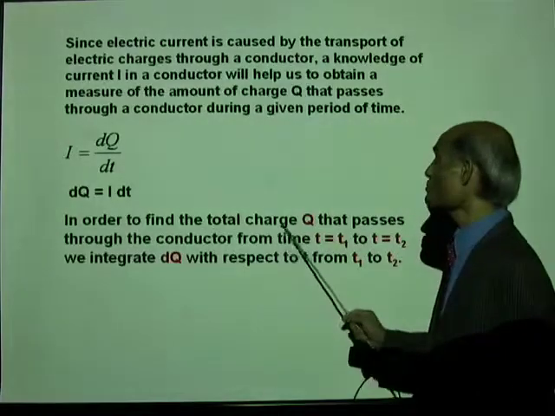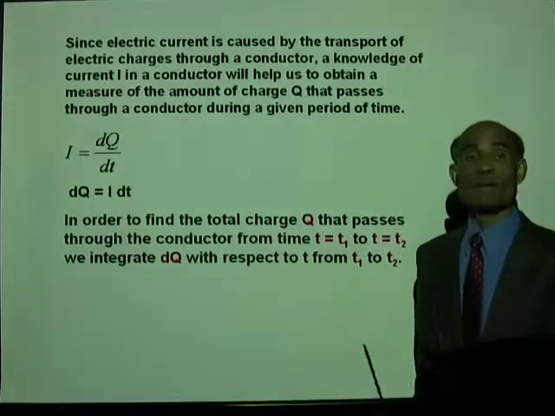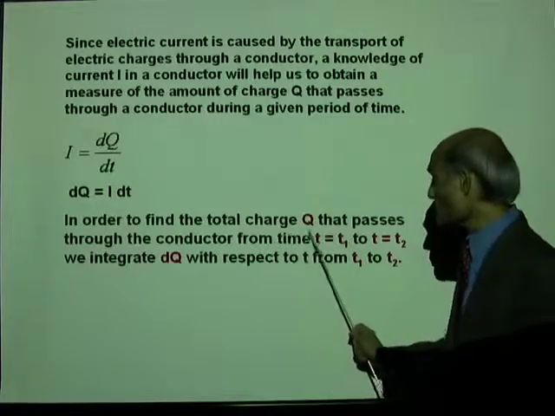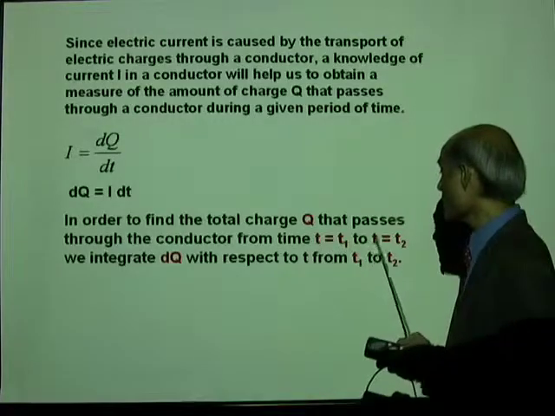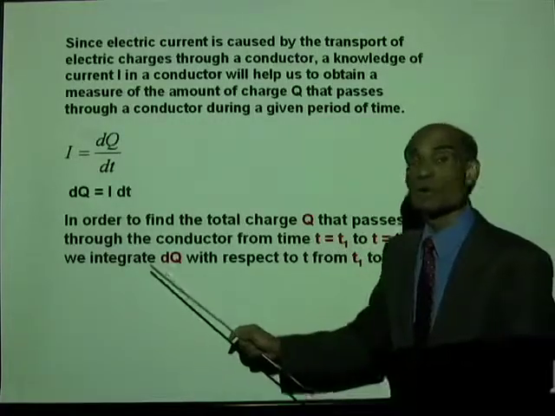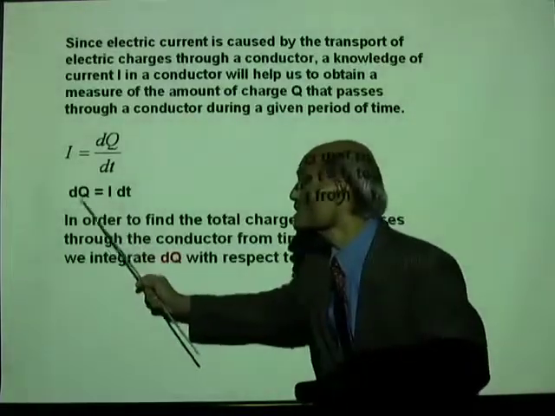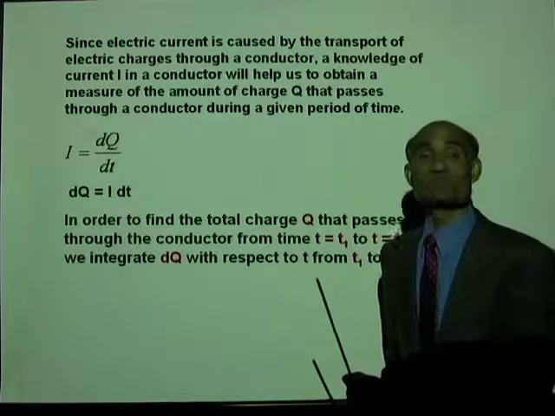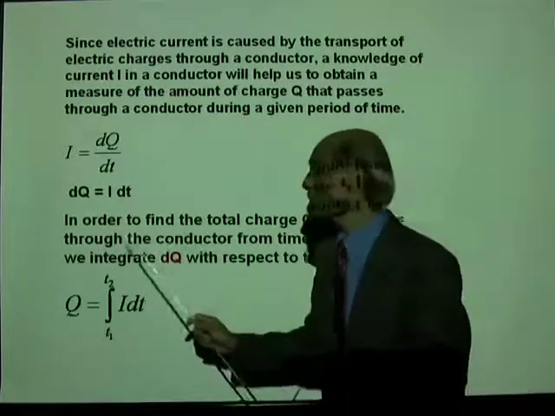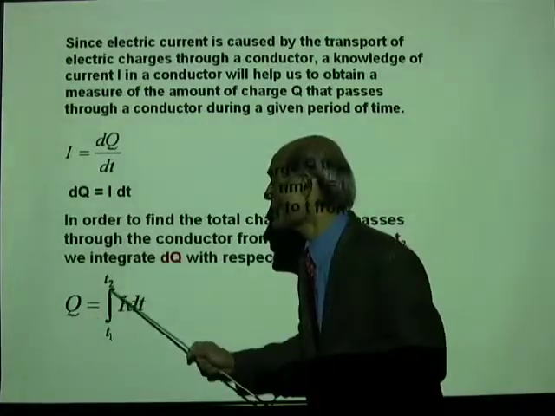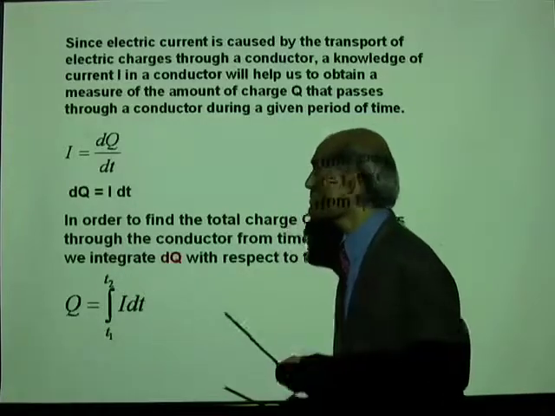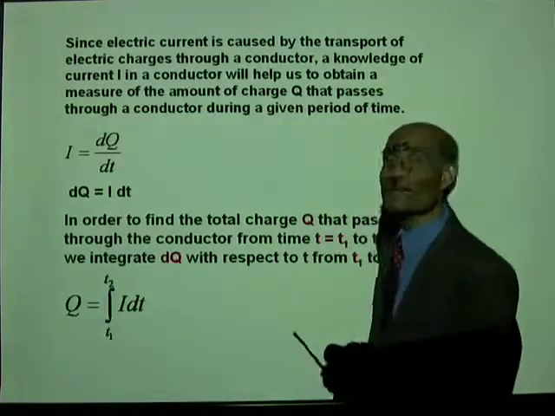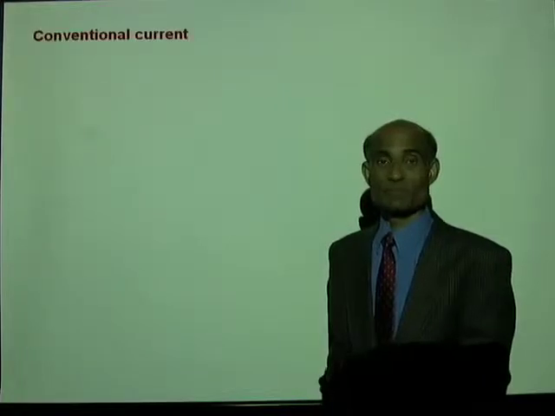In order to find the total charge Q that passes through the conductor from time t equal to t1 to t equal to t2, we integrate this dQ with respect to t from t1 to t2. So Q equal to integral t1 to t2 of I dt, where I is given as a function of time.